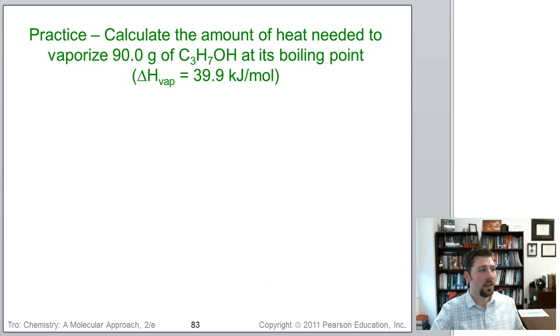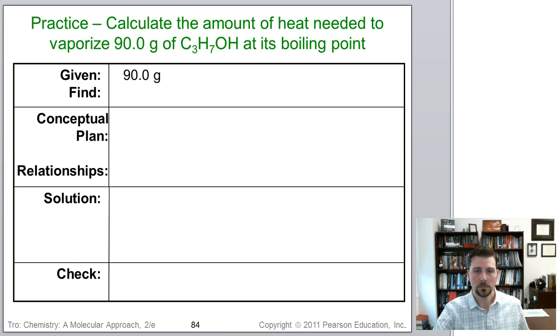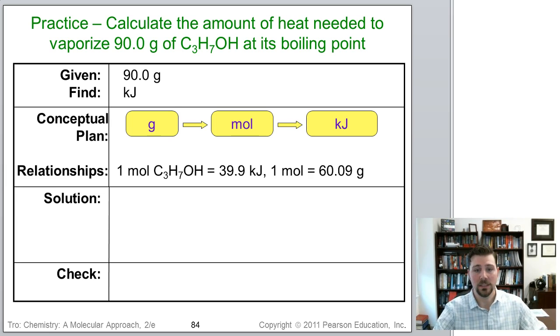Okay? So here we have propanol, that's 3 carbon atoms, and this propanol is being vaporized, excuse me, and I'm going to find the amount of heat necessary to do that to 90 grams of the liquid itself. So my conversion factor is 39.9 kilojoules per mole. Remember, this is rubbing alcohol, propanol, and I can convert the number of grams to moles easily using the periodic table. So I'm doing the same kind of process except sort of in reverse compared to the last time.